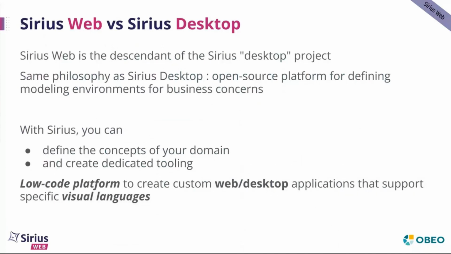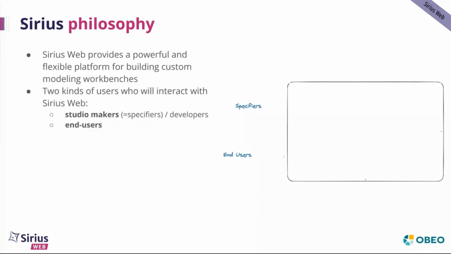Sirius Web is the successor of Sirius Desktop project, so it inherits the same philosophy. It serves as an open source platform for defining modeling environments tailored to specific business concerns. With Sirius, you have the ability to define the concepts of your domain and create customized tooling. It offers a local platform for building custom web or desktop applications that support specific visual languages. Sirius Web offers a modeling workbench that facilitates the development of model-based applications.